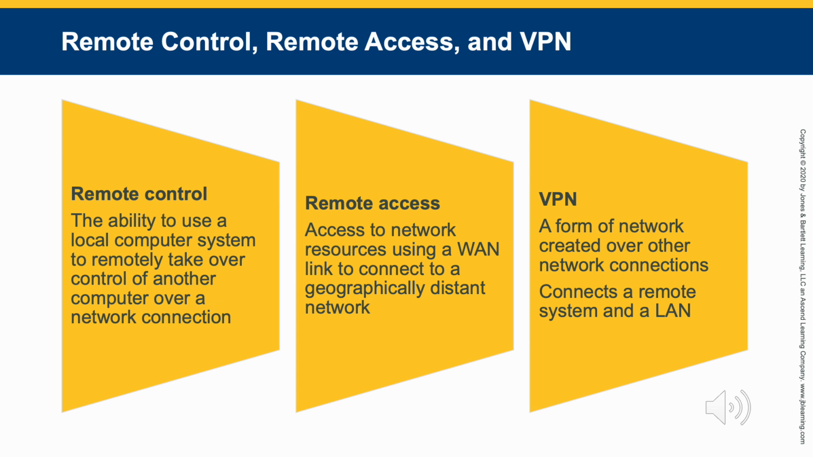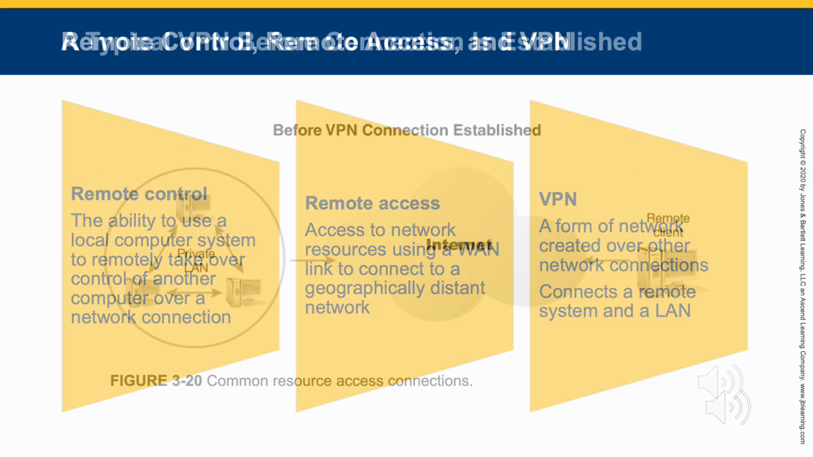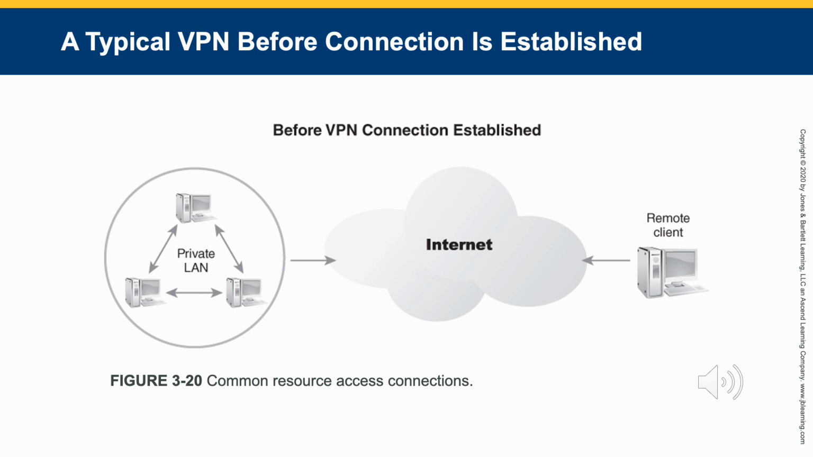VPN, a form of network created over other network connections, connects a remote system and a local area network, and that would be an IPsec VPN. A typical VPN before connection is established: we have our private network, or corporate network, on the left. We have the internet. We have the remote client, where you're at home and trying to connect to your corporate network, and you can't just connect to your business network without a VPN connection, so there's no way to get there.